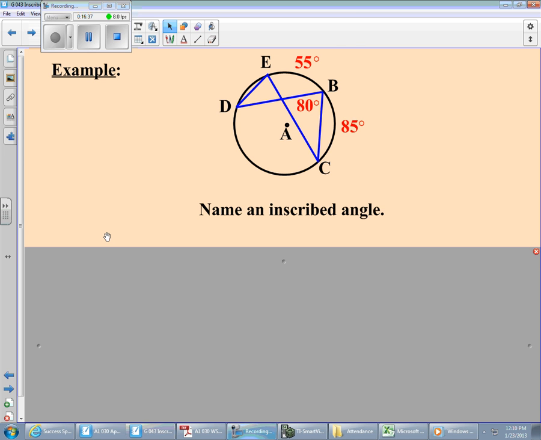Okay, but let's start off with some baby steps. Name an inscribed angle. Okay, so just pick one out. Anybody name an inscribed angle out of this diagram? Angle DBC? Absolutely, that is an inscribed angle. Its vertex is on the circle itself, and its endpoints reach out also to the circle. What others? CED, yes, angle CED is one of them. Any others?